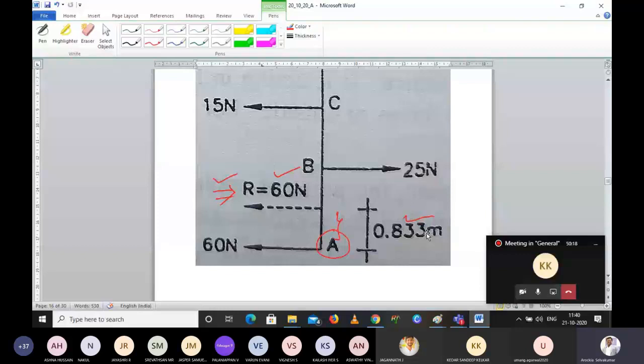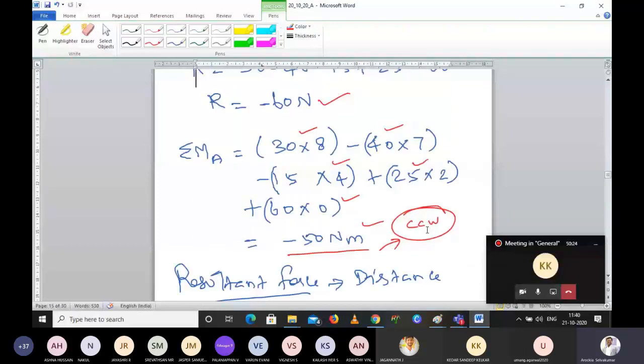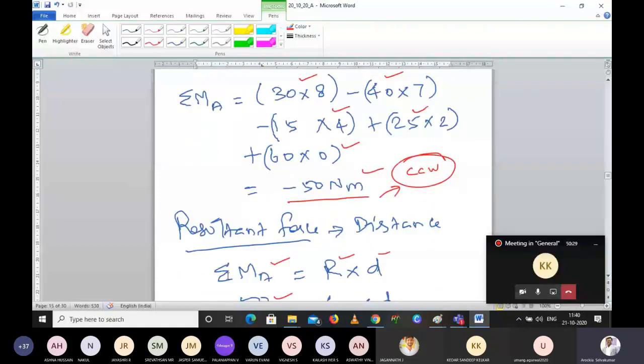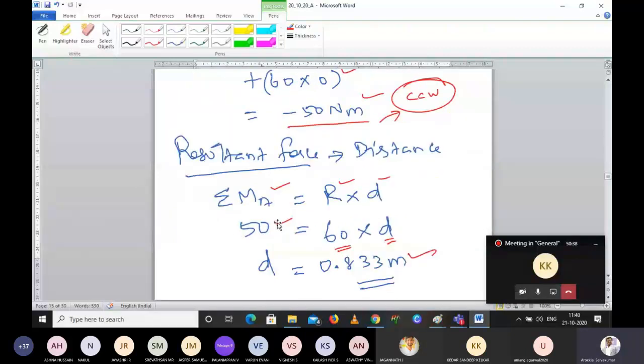And then we have to calculate the resultant distance. So come here, as we have learned, we are using the same formula: moment about A is equal to R into D. Then you substitute the value of moment. How much moment did we get with respect to A? 50. And what is the resultant we got? 60. So the answer is 8.33 meter.